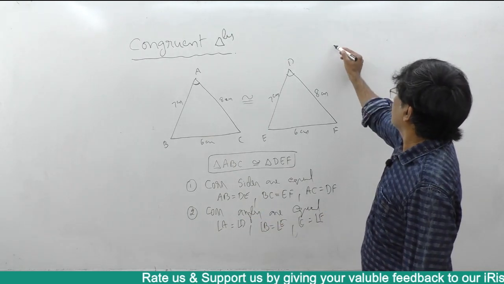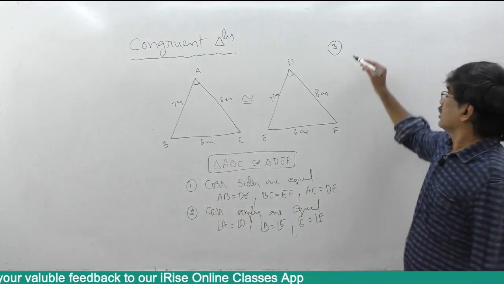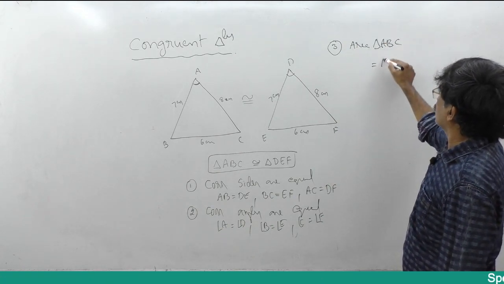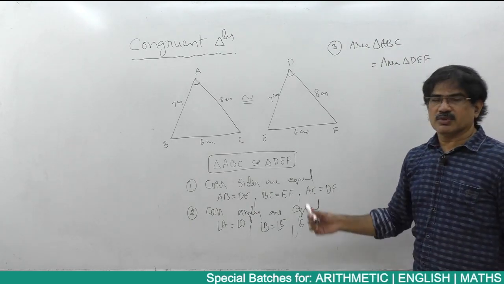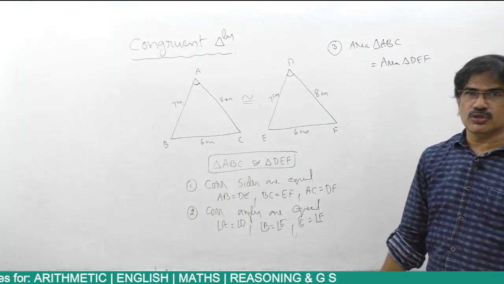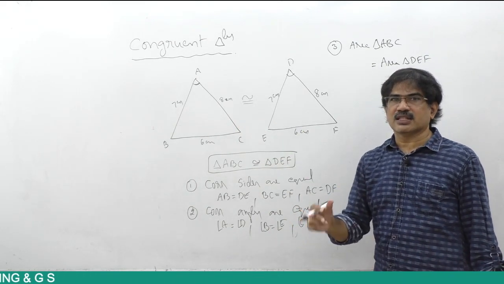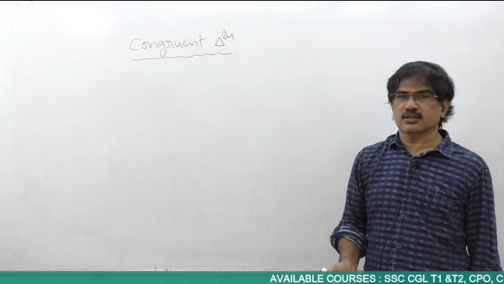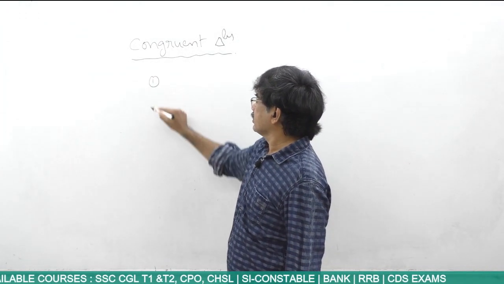Therefore, automatically, point number 3, if two triangles are congruent, then areas are also equal. Area of triangle ABC is equal to area of triangle DEF. Corresponding sides are equal, corresponding angles are equal, and areas of those two triangles are also equal. Then how to check whether the triangles are congruent or not? To check the congruency of triangles, we have to know 4 important properties.